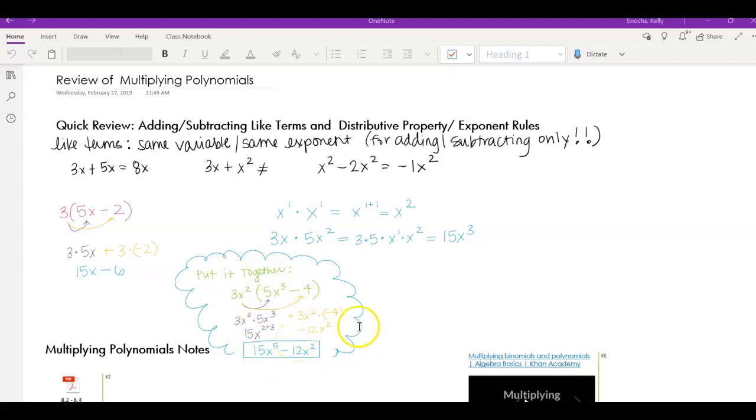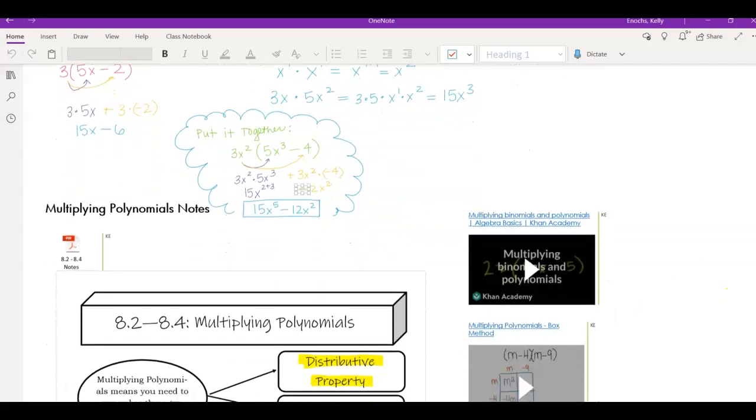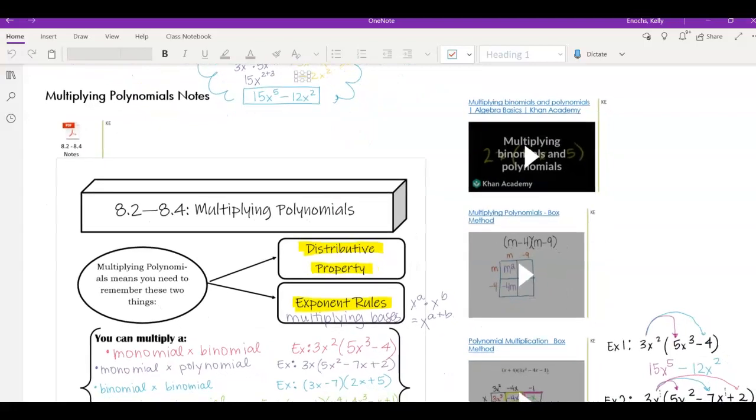So if you can do this little bubble right here with the little cloud thing around it, that will be basically all you need to do for multiplying polynomials. You can do distributive property over and over and over again as many times as you need to multiply any sets of polynomials. So alongside here, in addition to my video, there's a whole bunch of extra videos that you can look at if you want. But let's go ahead and jump into our notes.